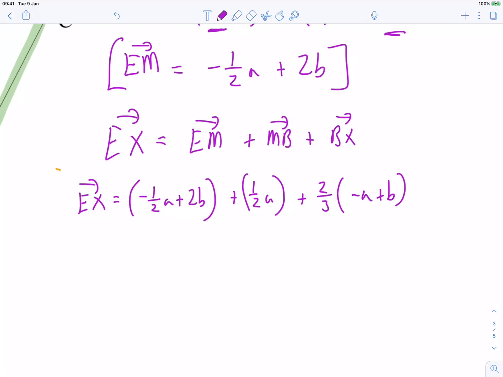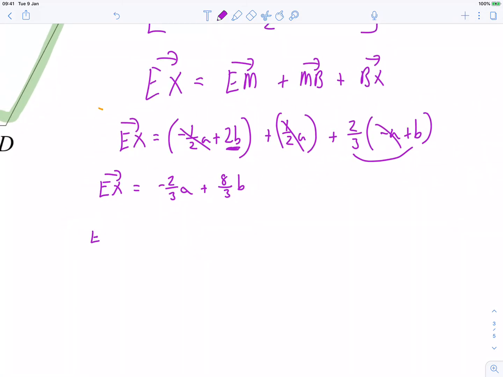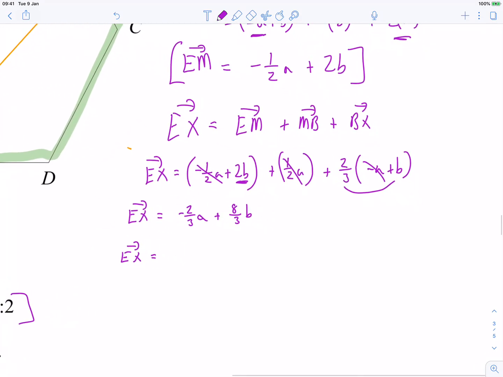Whoa, got some fraction things going on here. So what is e to x? Well, the half a's cancel, so I've actually got minus 2/3 of a from this thing here. Okay, plus, now what's 2b plus 2/3 of b? Well, 2b is 6/3 plus another 2/3 is 8/3 of b. And now I can take out a factor. So what have I got here?